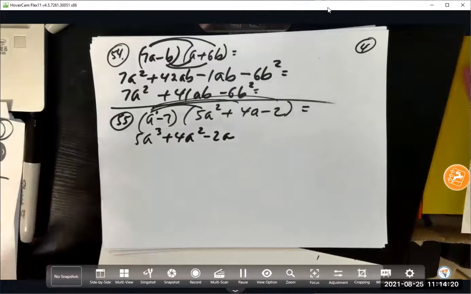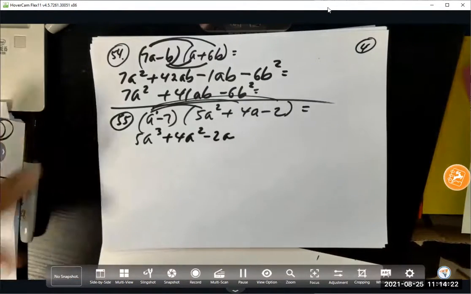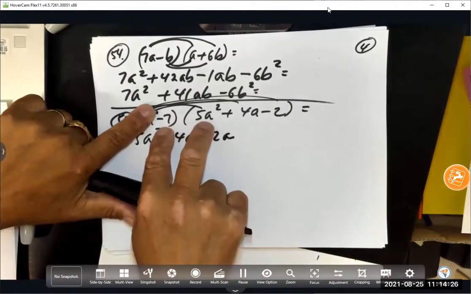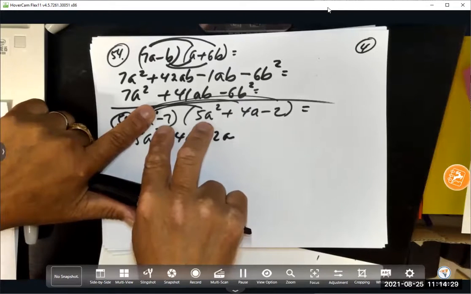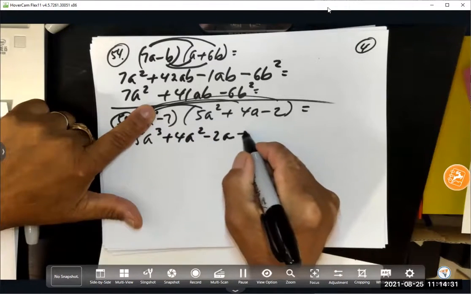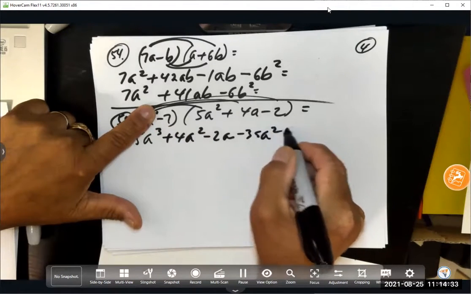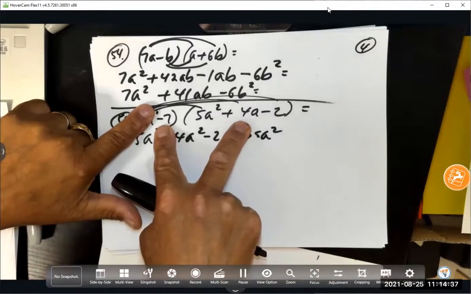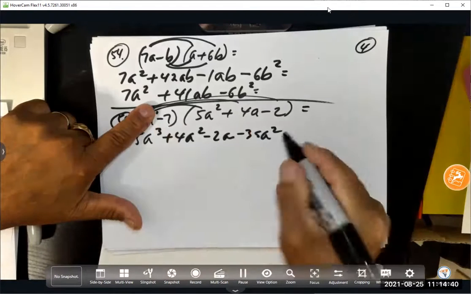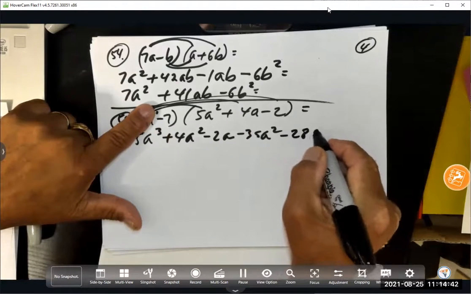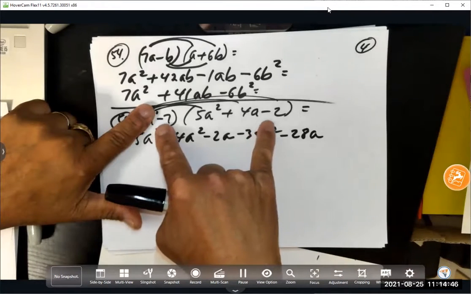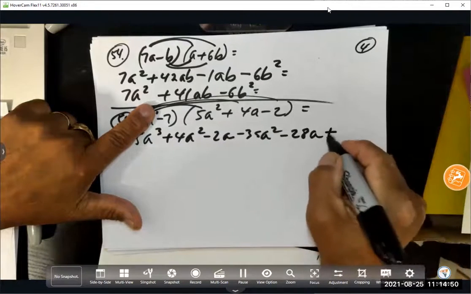So now the next one, I'm going to multiply negative 7 times 5a squared. What is that? Negative 35a squared. And negative 7 times 4a is negative 28a, yes or no? Yes. The last two numbers: negative 7 times negative 2 is positive 14. All right, plus 14.